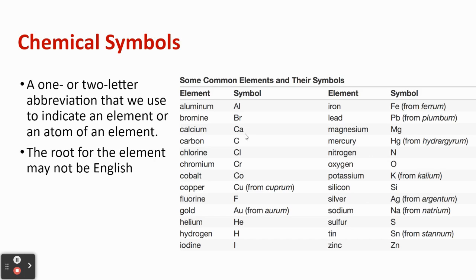So it's a capital C and a lowercase a. If we were to look at cobalt, that couldn't be C for its symbol. So it's capital C, lowercase o. And if we were to look at copper, which can't be C, copper is actually Cu, which comes from cuprum, which is Latin for copper.